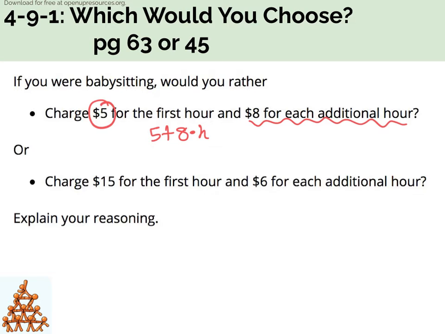The second charge is, we have $15 starting out for the first hour, and then $6 for the additional hours. So it's going to be 6 times H for the rest of it. So notice how the top one is 5 plus 8H. And then the bottom one is 15 plus 6H. And this is going to help us with our homework for later today.